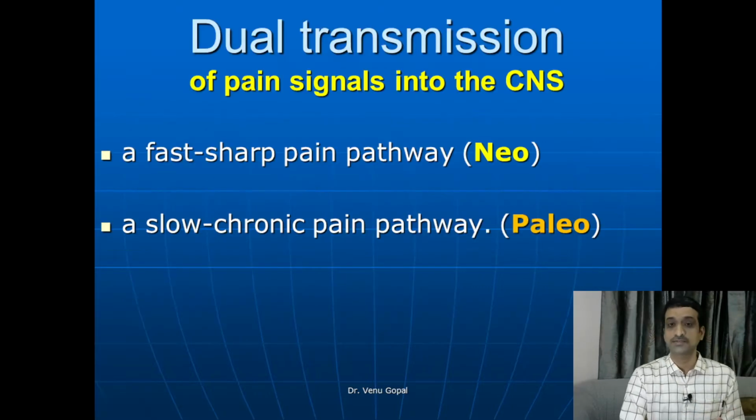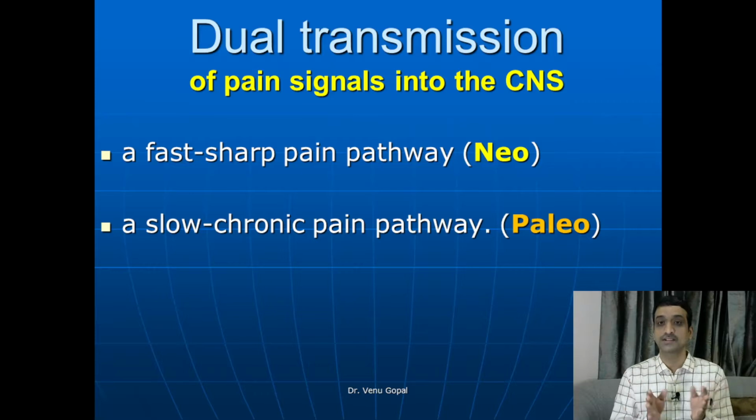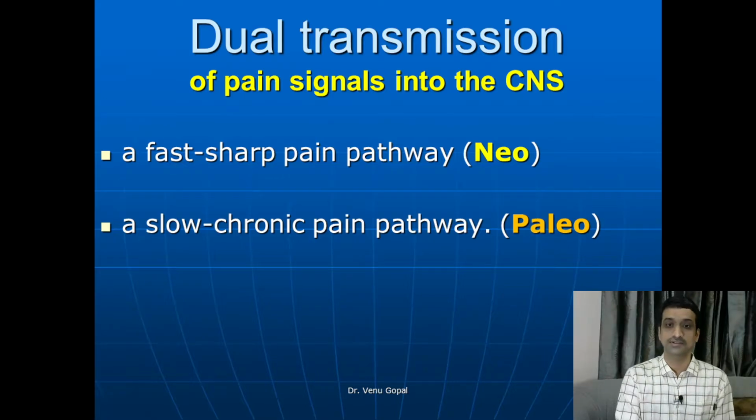Then these two are transmitted separately in two different pathways. So this is what is known as dual transmission of the pain signal into the CNS. The fast pain pathway is also known as neospinothalamic tract, whereas slow pain is also known as paleospinothalamic tract, in terms of its development by evolution. Neo means newer in evolution.